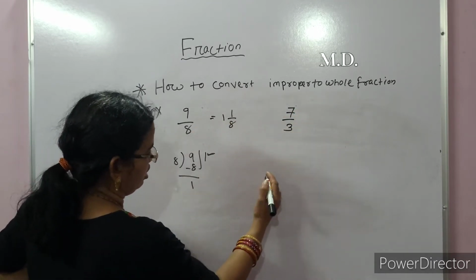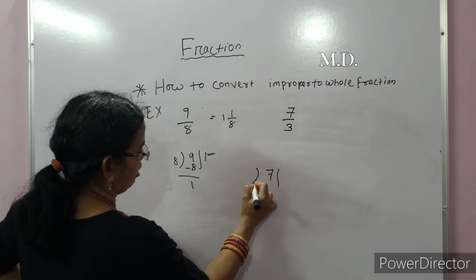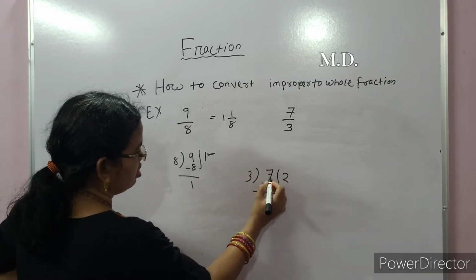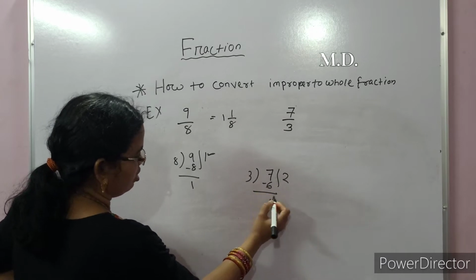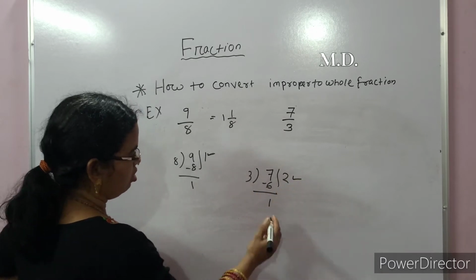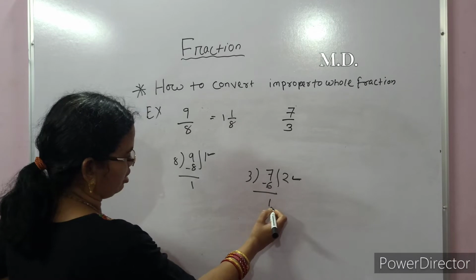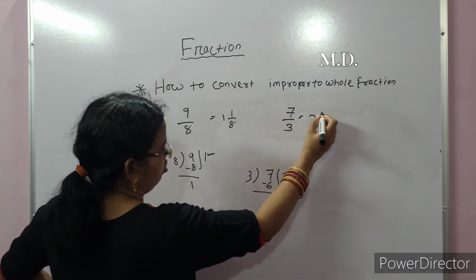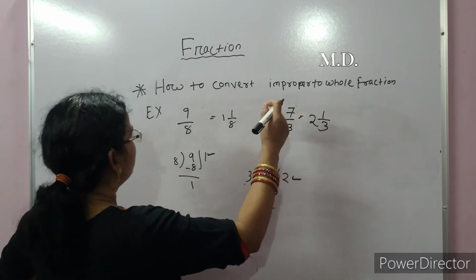Then 7 bar 3. 7 is divided by 3. 3 twos are 6. 7 minus 6 is 1. 2 is the whole number, 1 is the numerator and 3 is the denominator. This is 2 whole 1 bar 3.